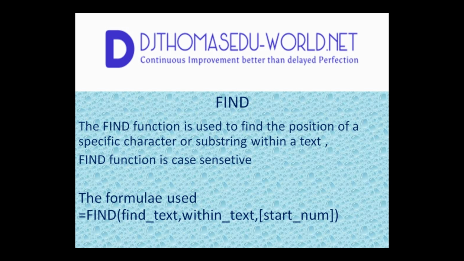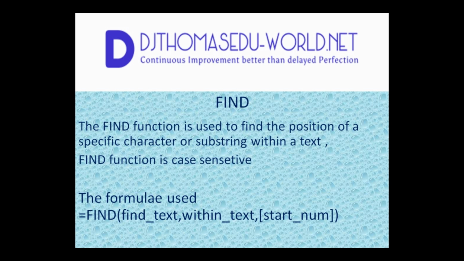Moving on, the next Excel text function is FIND. Let's see what the FIND function does. The FIND function is used to find the position of a specified character or a substring within a text. The FIND function is case sensitive, which should be acknowledged while using it. The formula is equals FIND, the text, comma, within which text you want, and specify the start number.